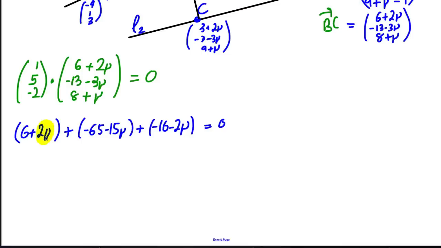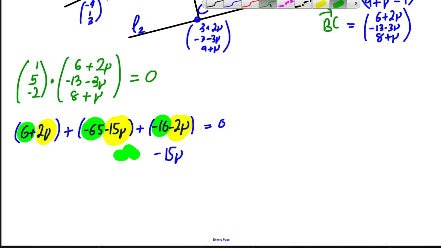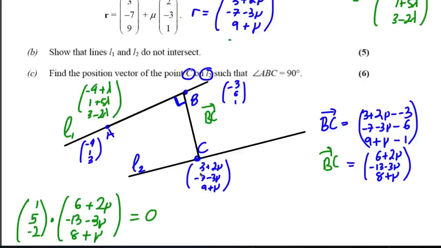Now how many mu's have I got? 2 mu, take away 2 mu is no mu's, and then I've got negative 15 mu. And then what numbers have I got? Well, I've got 6, take away 65, take away 16, I've got negative 75. And that must be equal to 0. Add 75 to both sides and divide by negative 15. I get myself that mu is equal to negative 5.